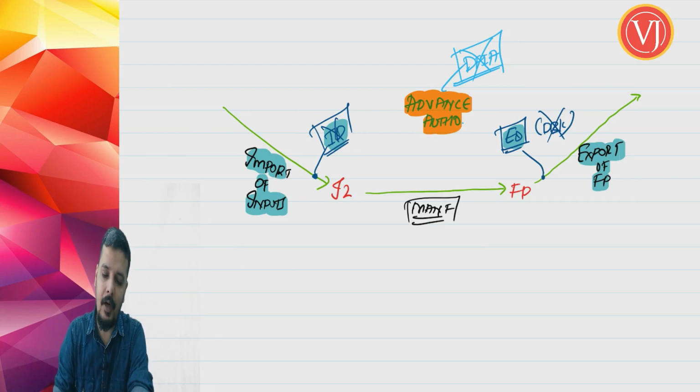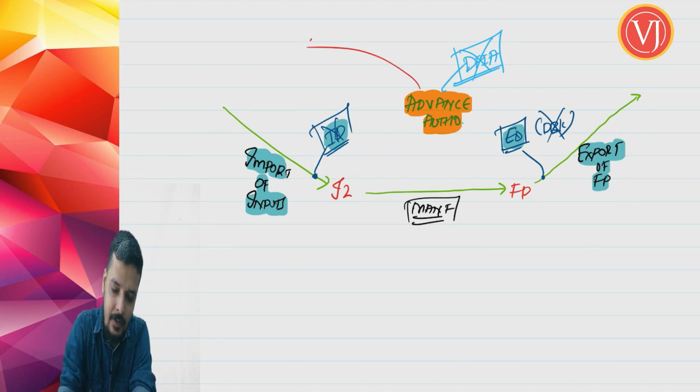And friends, when you talk about your advance authorization, a few aspects. Your advance authorization is actual user. It's an authorization, which means that it is a restricted category, and you have to take permission from your DGFT. It is based on the actual user condition.